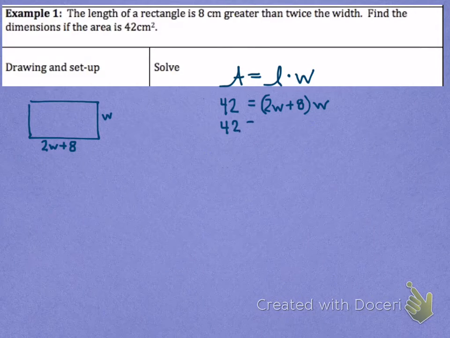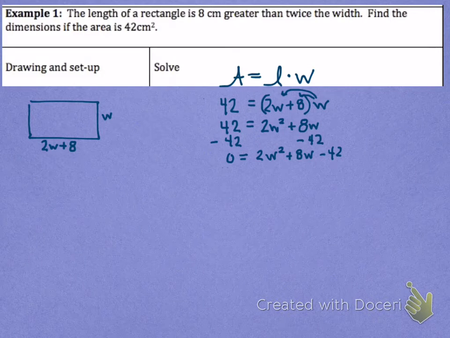On the right-hand side, I need to distribute my w, and I get 2w squared plus 8w. Then I would subtract 42 from both sides, and that's going to give me 0 is equal to 2w squared plus 8w minus 42. That's where you're getting everything to one side. And then you're going to factor.